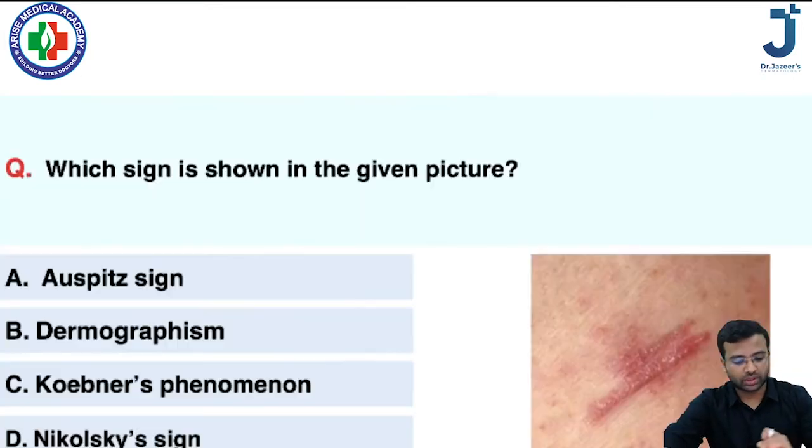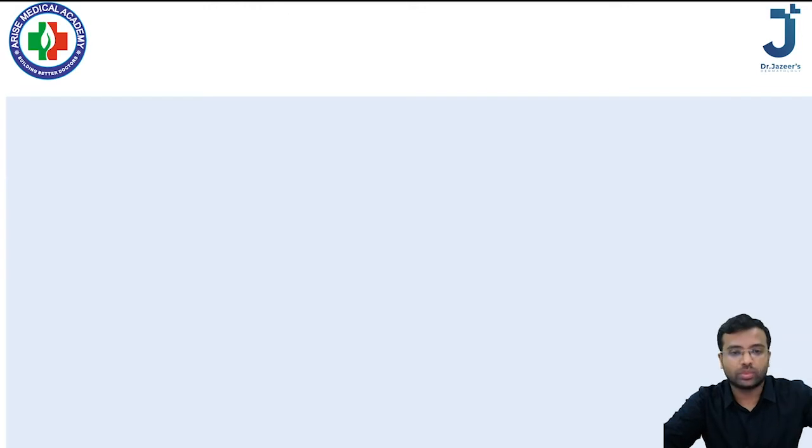So to start with, which sign is shown in this image? The options given are Auspitz sign, dermographism, Koebner's phenomenon and Nikolsky sign. This is a pretty direct question. So all of you know that the answer here is going to be Koebner's phenomenon. So what is Koebner's phenomenon?